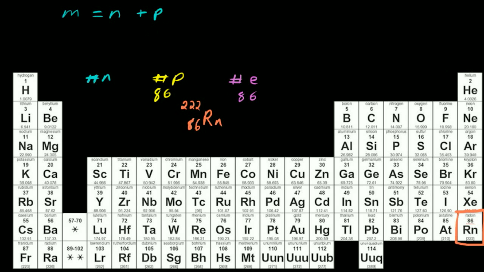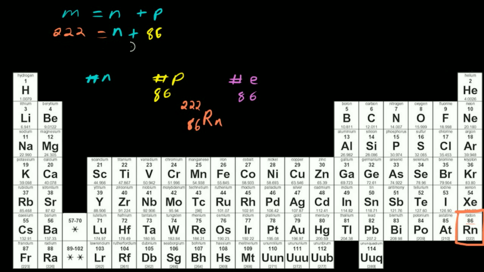We know the number of protons: we've got 86 protons. And we know the overall mass number: the overall mass of this isotope is radon 222. So now all we have to do is solve for n, the number of neutrons. What are we going to start off doing? Well, we subtract 86 from both sides, right?